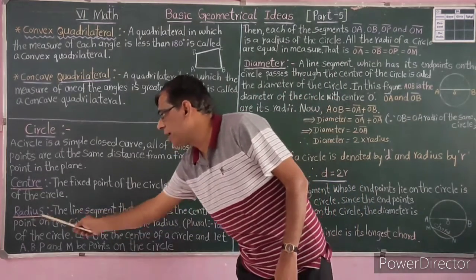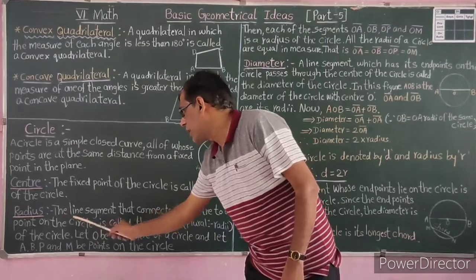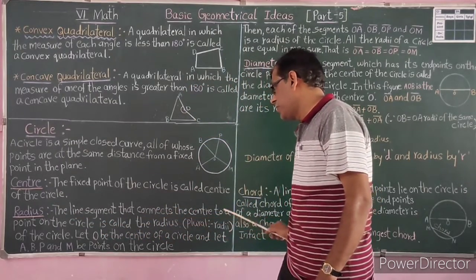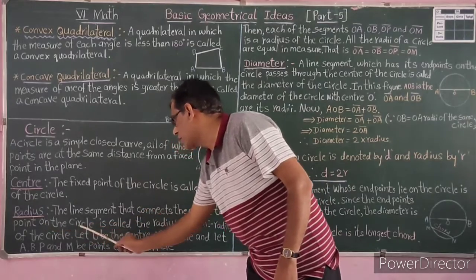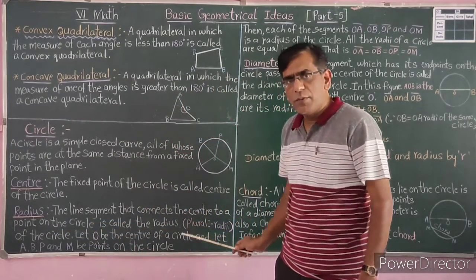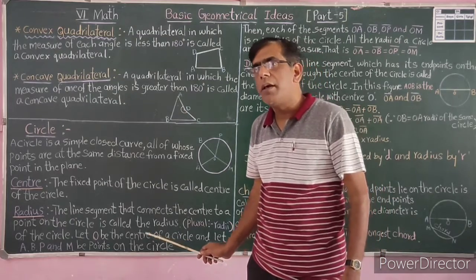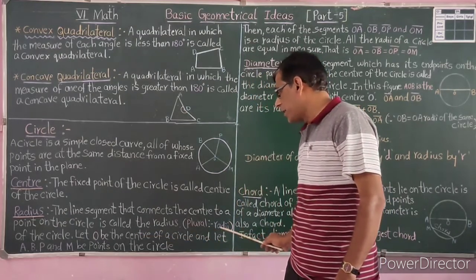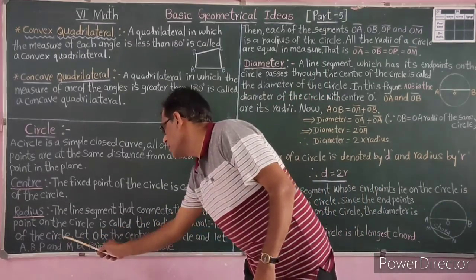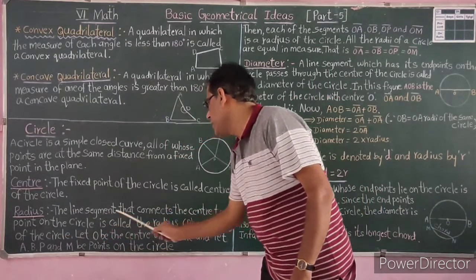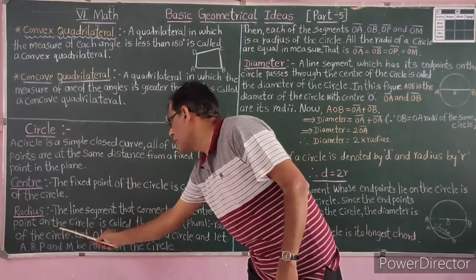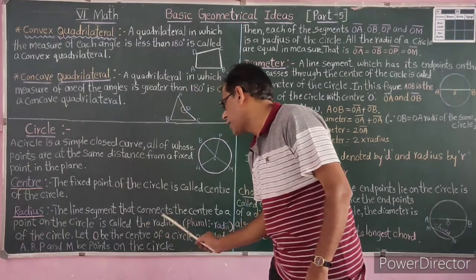The next one is radius. The line segment that connects the center to a point on the circle is called the radius. If there is more than one radius, they are called radii.